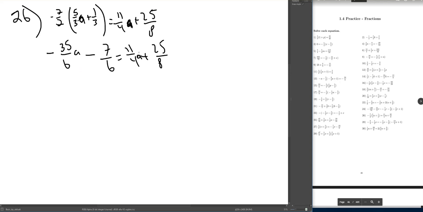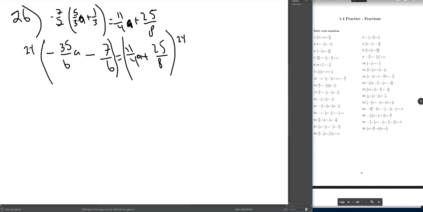What can we do? Well, I have 6s, 4s, and 8s. That looks like a 24, right? If I multiply everything by 24. Does that sound good to you? Sounds good to me. Let's do it. Let's multiply everything by 24. All right.